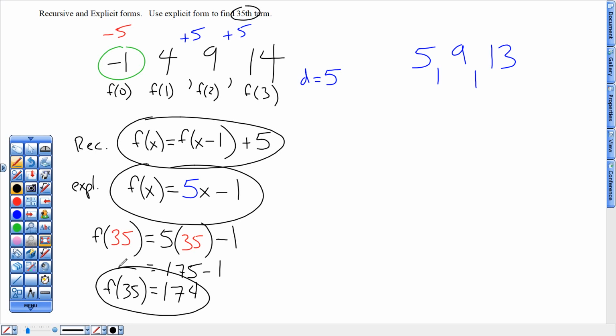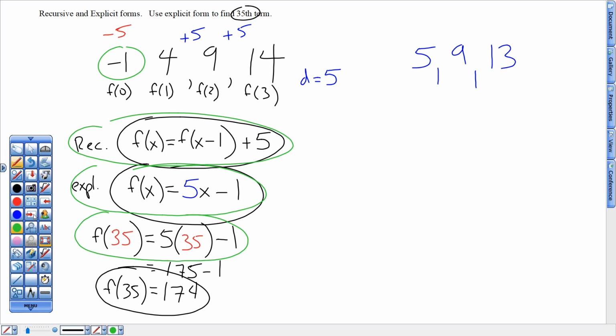I'm going to have you write the recursive. I'm going to have you write the explicit. And then I'm going to have you use the explicit to jump ahead to the 35th term. You're going to do that for that problem in blue. Next word is wave. Wave.